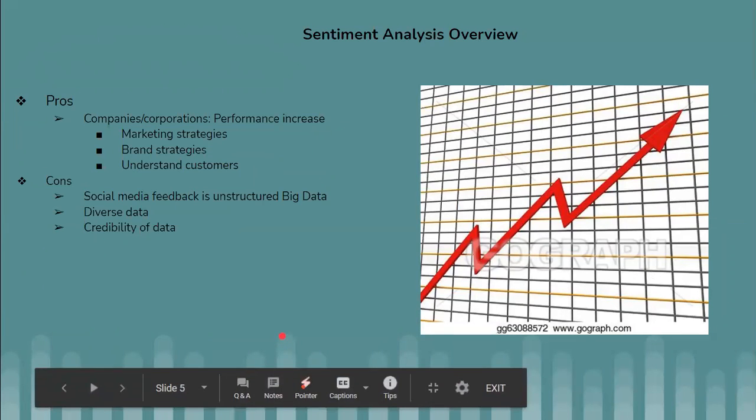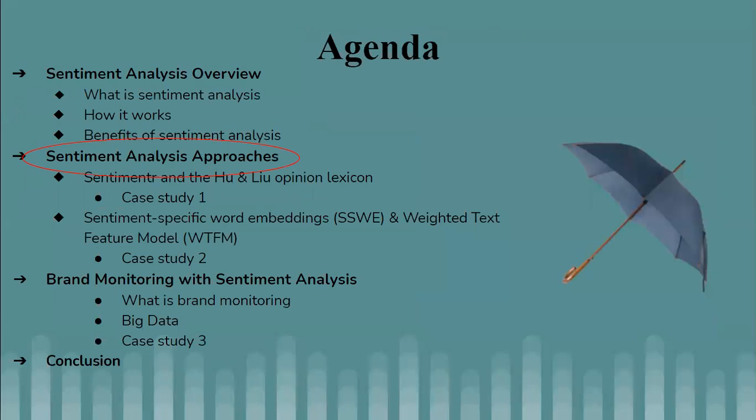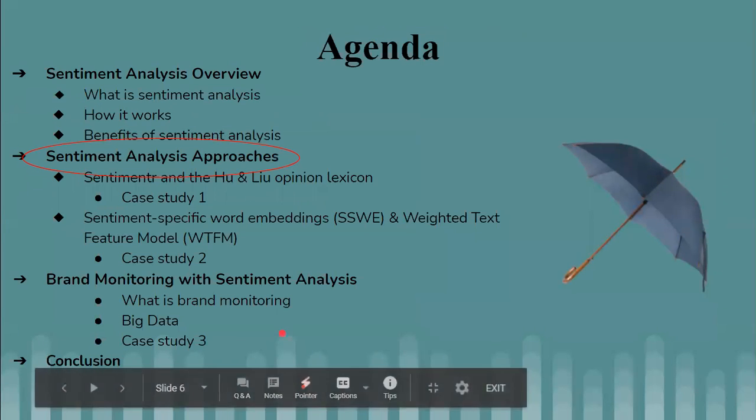And then the cons are, since the data is big and unstructured, it can be hard to process and pre-process that particular data, and it's diverse data, and then you can question the credibility of the data because it's coming from different users. So next we'll talk about the different methods used for sentiment analysis for social media platforms, and this will be done by Michael.